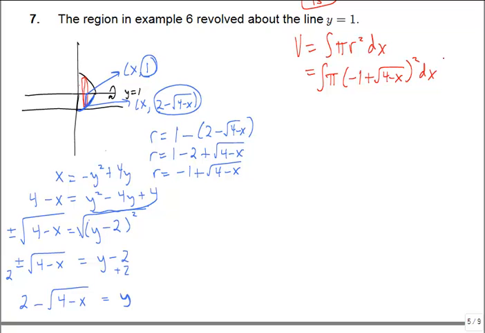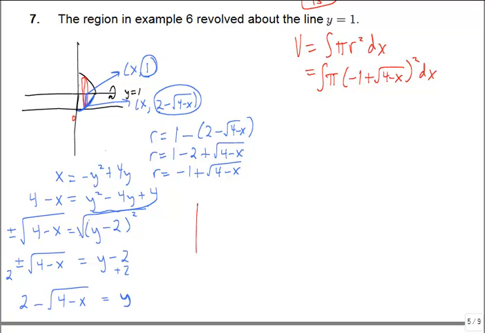And then what are my bounds for x? Well, this goes from 0, obviously, to where that curve, x equals negative y squared plus 4y, hits 1. So where does this hit? That's also not an easy question to answer.